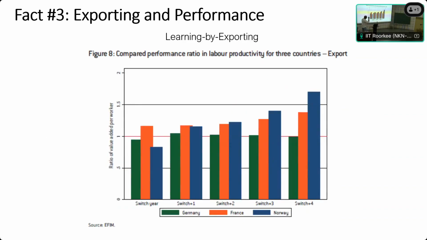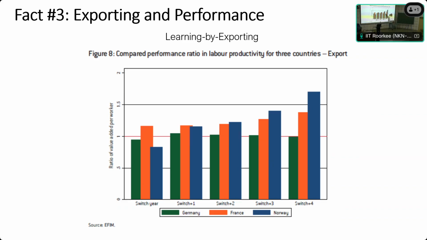You can see this is learning by exporting. This is the switch here, where the firms are switching from being a non-exporter to an exporter. Now see the switch +1. This is Germany. Look at Norway. This is value-added per worker. When you start as an exporter, learning by doing, you can see your productivity is increasing for Norway. So once you switch, this is learning by doing. Once you switch to being an exporter, you are learning from the market and your productivity is growing.